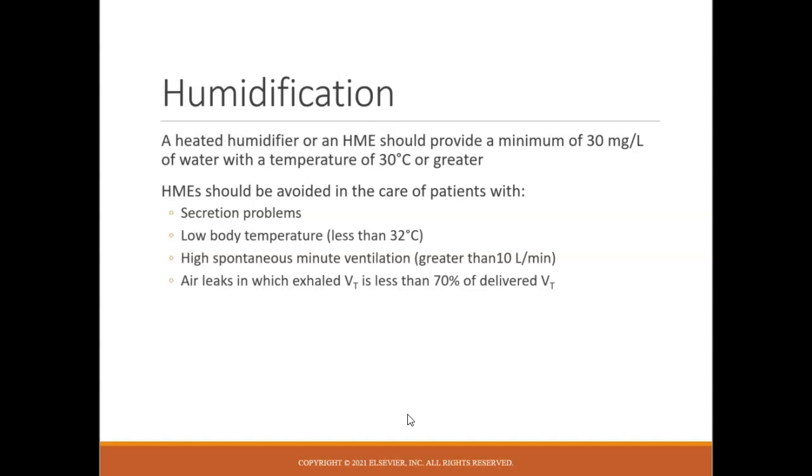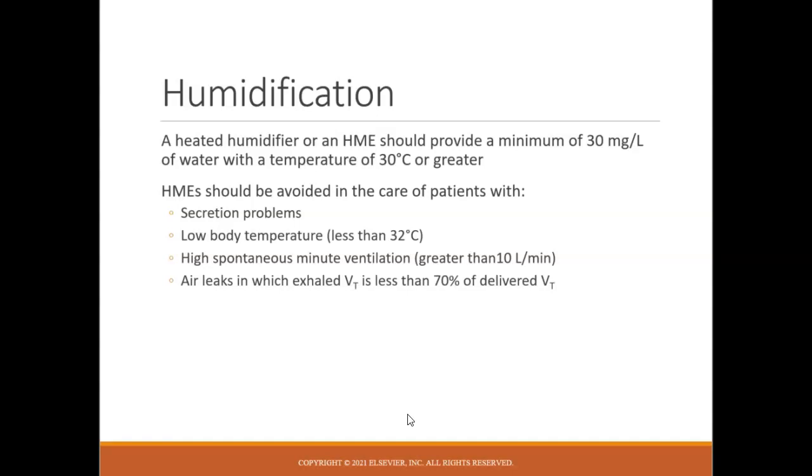But really, truly, instead of thinking of reasons not to use them, I think it's easier to memorize that HMEs are really only going to be used in post-operative patients or patients you're expecting to wean and extubate quickly, because long-term HME use really isn't as beneficial as heated humidification. So the better way to think about humidification in mechanical ventilation is not looking at contraindications for HMEs, but just thinking they shouldn't be used on anybody that's going to be on the ventilator longer than 24 hours.